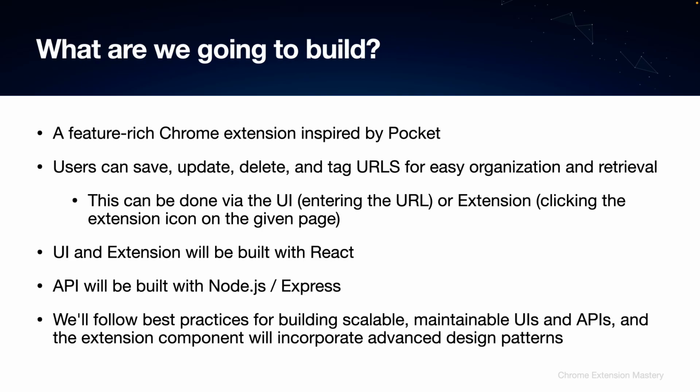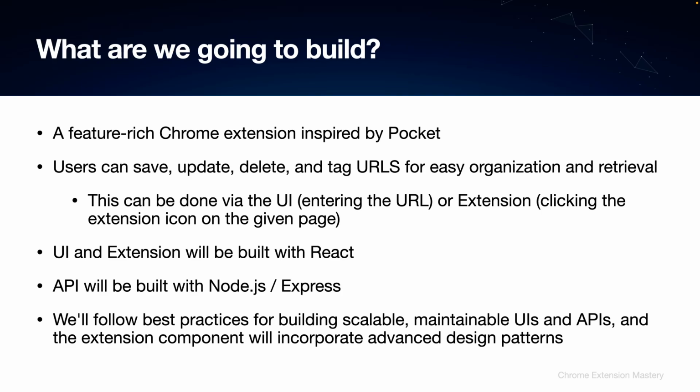So what are we going to build? Well, we're going to actually build a feature-rich Chrome extension inspired by Pocket for those of you that have used that. Users will be able to save, update, delete, and tag URLs for easy organization and retrieval. You can kind of think of it as an advanced bookmarking tool. This can be done via the UI, which basically allows you to enter a URL and some tags at the UI level, or you'll be able to do it at the extension level through navigating to a web page, clicking the extension icon, and managing it that way.